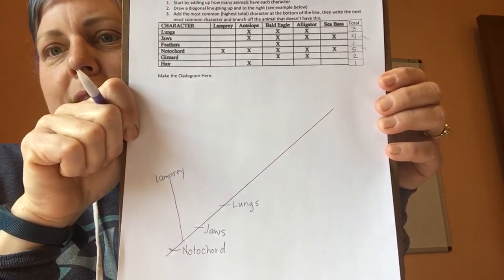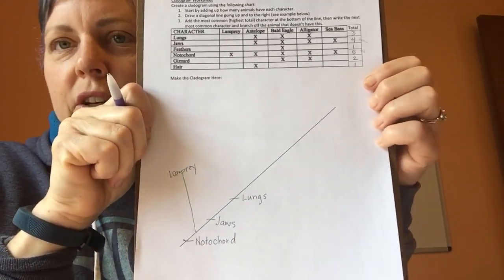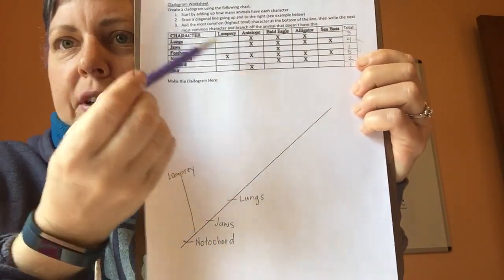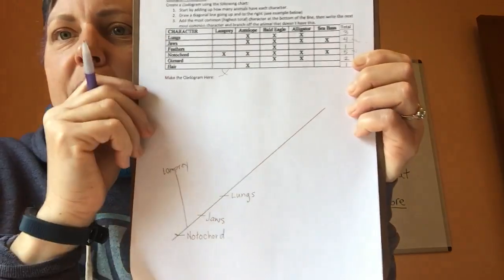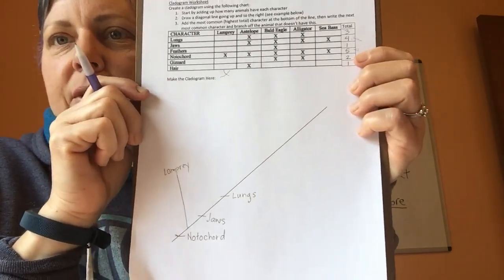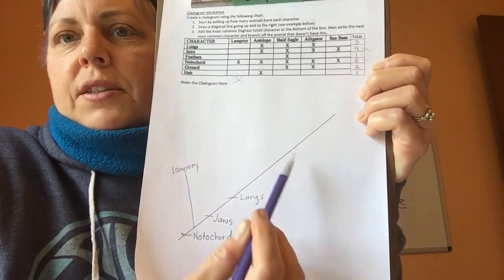All right, one of these animals has a notochord and jaws, but no lungs. So we're done with lamprey, right? This is another thing I like to do, is I like to cross off. If I'm done with an animal, I'm just going to make sure that I know I don't have to worry about him anymore. So which animal has a notochord and jaws, but no lungs?